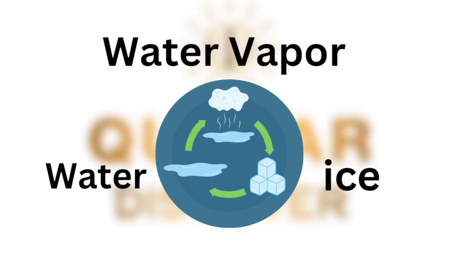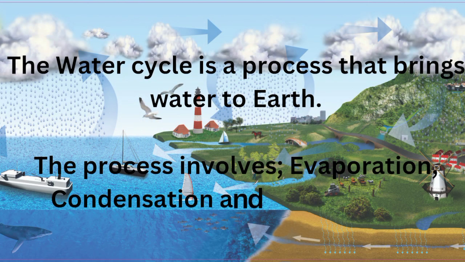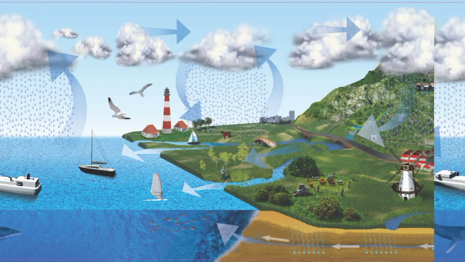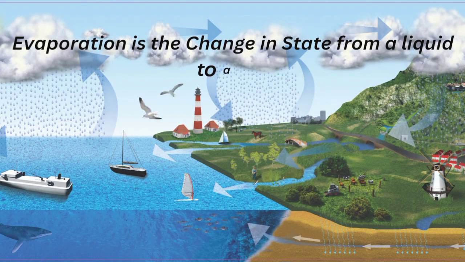Water is found in three states on Earth. They are water, ice, and gas, which is also called water vapor. Water changes from one state to another in different parts of the water cycle, which are: evaporation. This is when the heat from the sun causes water to evaporate.